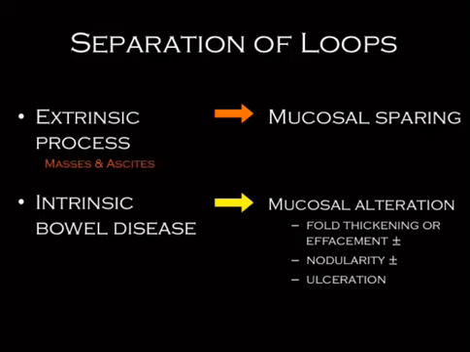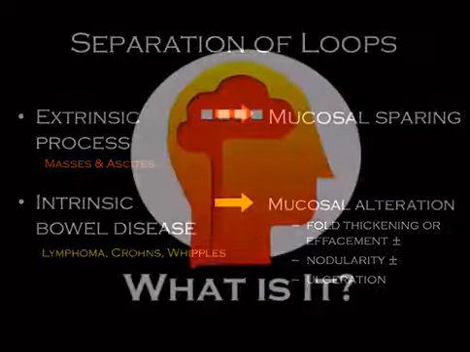So masses and ascites would be the classic two examples of things that are extrinsic, pushing stuff apart. Intrinsic examples would be things that are going to make that bowel wall thick, like lymphoma. If you've ever seen small bowel lymphoma, it's this massively thick wall. Crohn's, Whipple's, anything that causes the bowel wall to thicken, this differential would be very large.